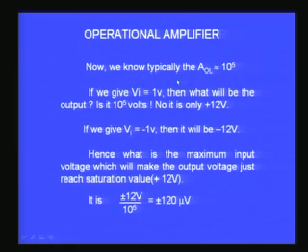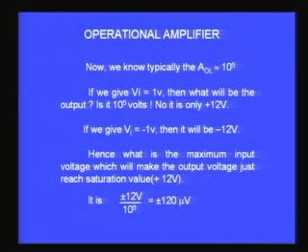The AOL, the open loop gain of an operational amplifier, is typically 10 power 5, 100,000. So, if we give Vi to be 1 volt, then what will be the output? The gain is without any feedback. AOL means open loop gain, and open loop gain means there is no feedback. So, you would find the output should be 10 to the power of 5 volts. Can I get 10 to the power of 5 volts at the output by giving 1 volt?